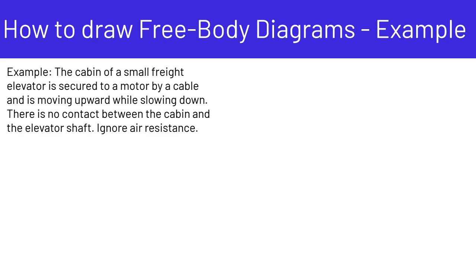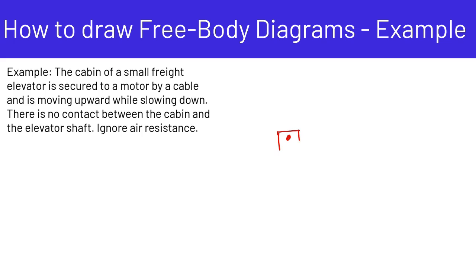Okay, let's look at an example on how to draw free body diagrams. The cabin of a small freight elevator is secured to a motor by a cable and is moving upward while slowing down. There is no contact between the cabin and the elevator shaft. Ignore air resistance. So I'm going to start with our dot.